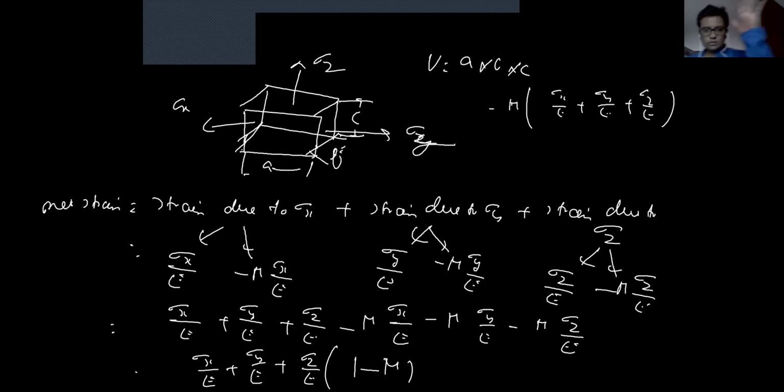So that was all about how to find the net strain in the uniaxial, biaxial, and triaxial stress systems with the help of Poisson's ratio. Now in the next lecture, I will explain how to find the volumetric strain. Okay. Thank you very much.